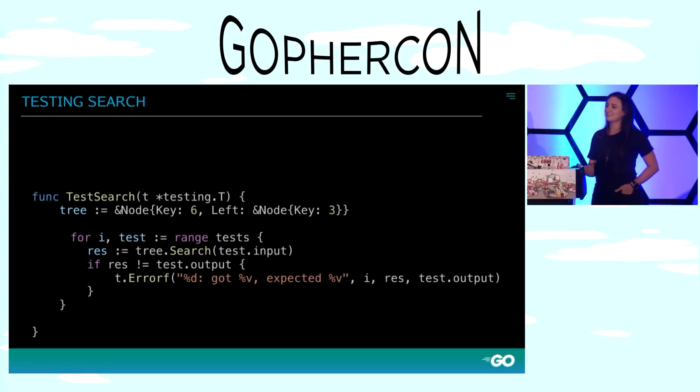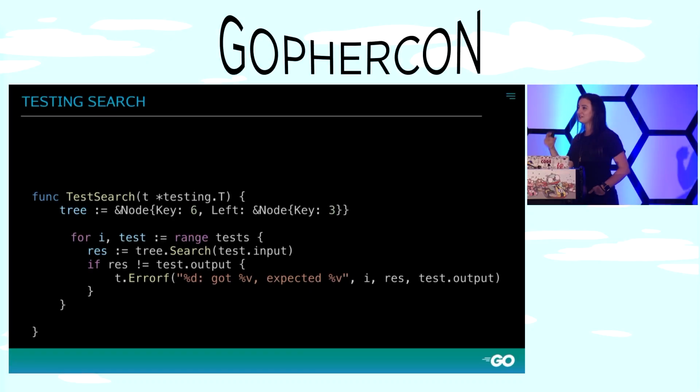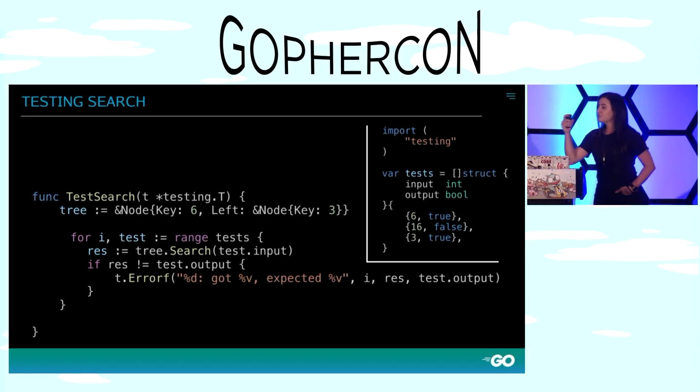So what we have here is an example of testing your search function. What's going on here is we are creating the test tree. This has a value of 6 in the root, and then you see we continue creating another node. So we're making a node on the left that says 3. We start running through tests, and you might be wondering what those tests actually are.